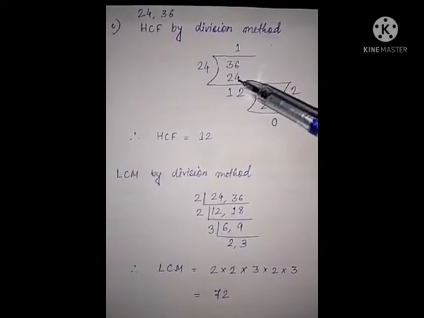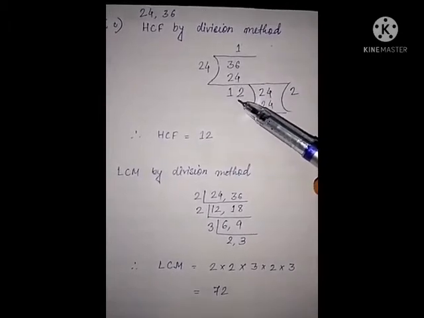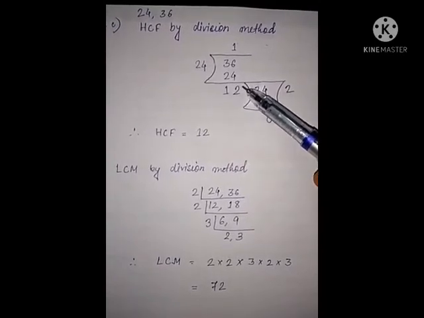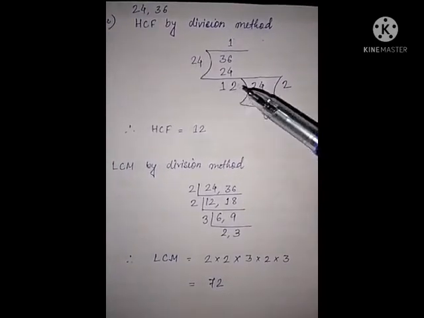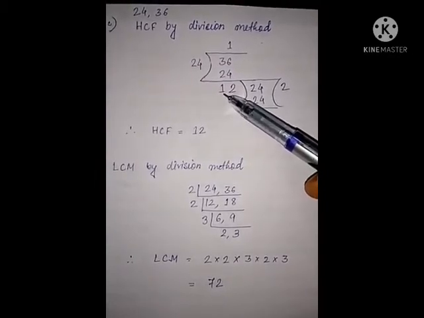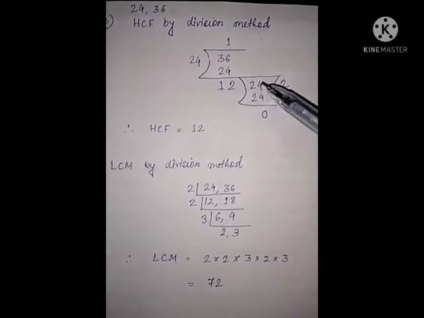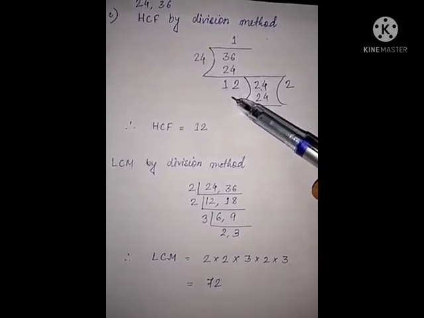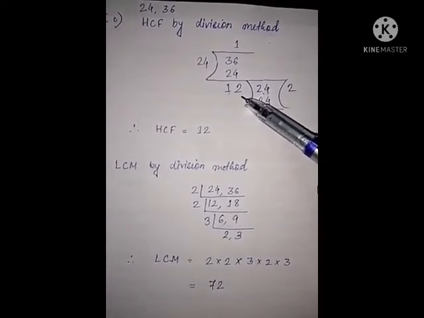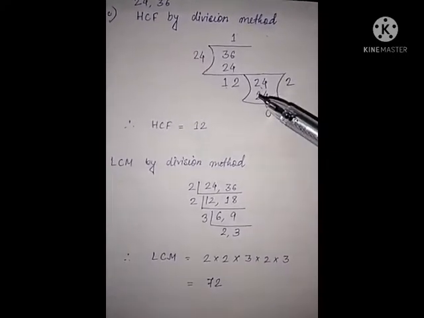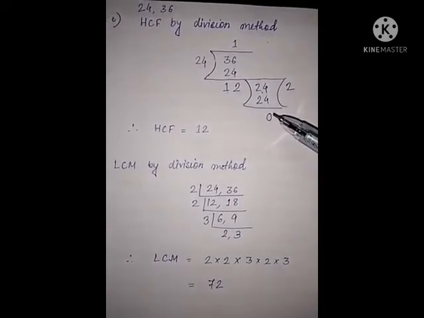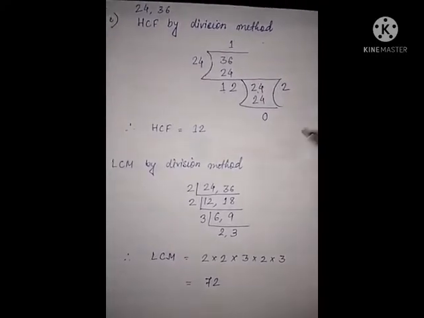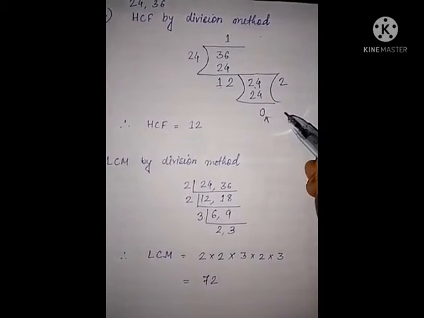See, 24 ones are 24. 6 minus 4, 2, 3 minus 2, 1. Again here 12 is smaller than 24, so we have used 12 as divisor and 24 as dividend. Why? Because we did not get 0 here. We have to continue this division process until we get 0 as the remainder, okay? Now see, 12 2s are 24. 4 minus 4, 0. So we have got the remainder 0, right?